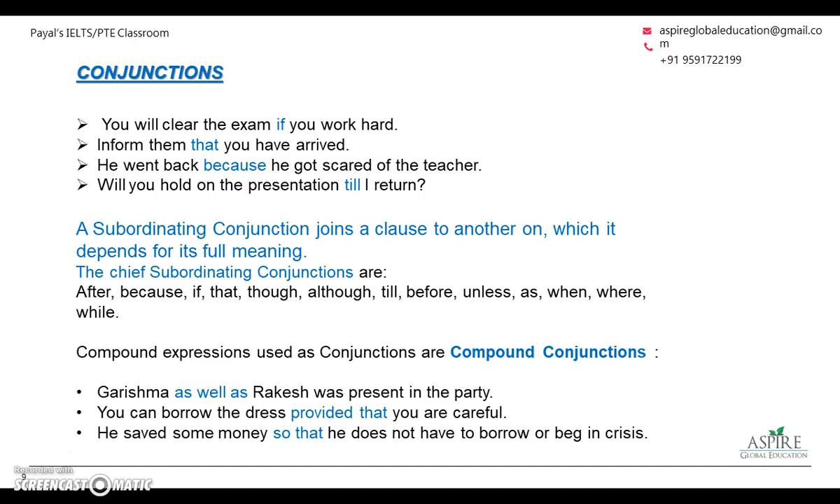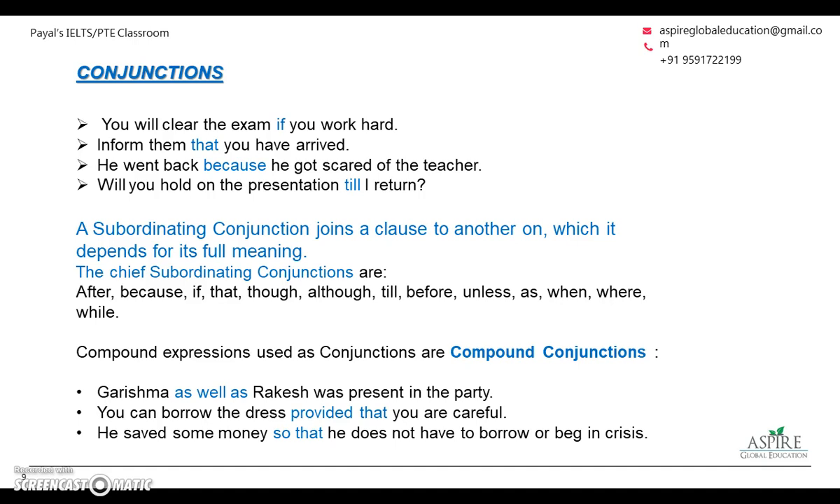Now, what is a subordinating conjunction? It joins a clause to another, on which it depends for its full meaning. The chief subordinating conjunctions are after, because, if, that, though, although, etc. Right? Which means that if I break the sentence into parts, it will not be meaningful at all. Although he left early, he reached on time. If I divide it into two parts, it will not make sense.